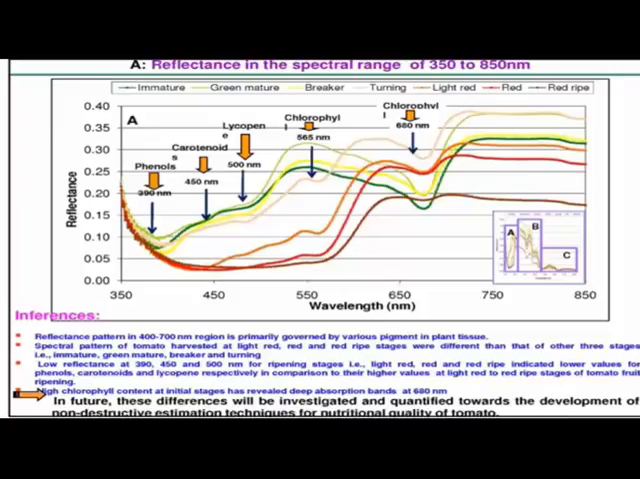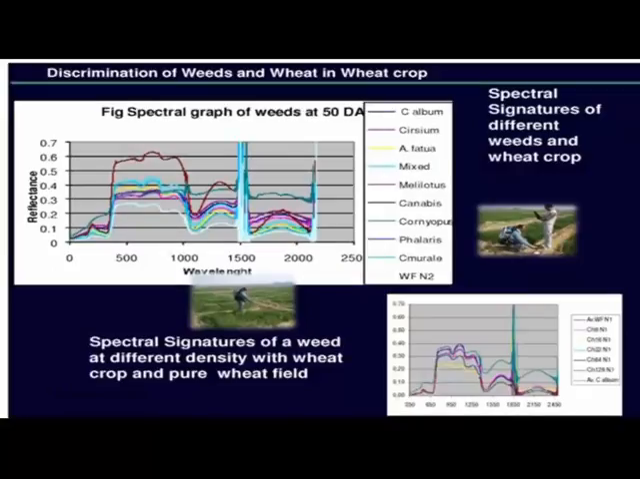Then weed discrimination. In case of precision farming, there are some sensors people have developed using these hyperspectral basic studies, sensors for weed discrimination. You can see here, these are some of the sensors. Yes, these are some of the weeds which mainly dominate over wheat crop.